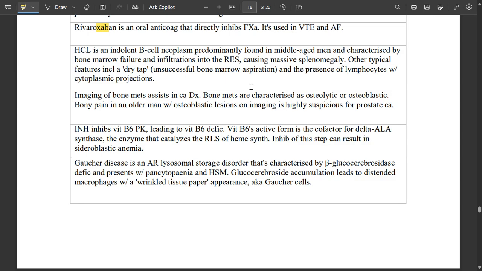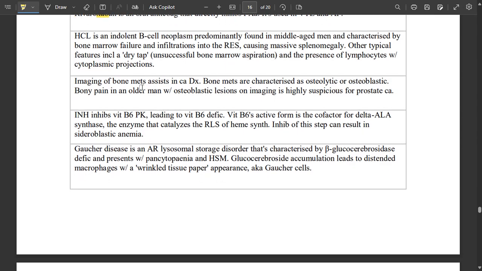Other typical features include a dry tap, an unsuccessful bone marrow aspiration, and the presence of lymphocytes with cytoplasmic projections. So those are hairy cells. The cell membrane has cytoplasmic extensions, projections, which make them look hairy, and there's a dry tap because those hairy cells infiltrate the bone marrow. Massive splenomegaly is also one of the outcomes. So the next point is about imaging of bone mets. Imaging of bone mets assists in cancer diagnosis.